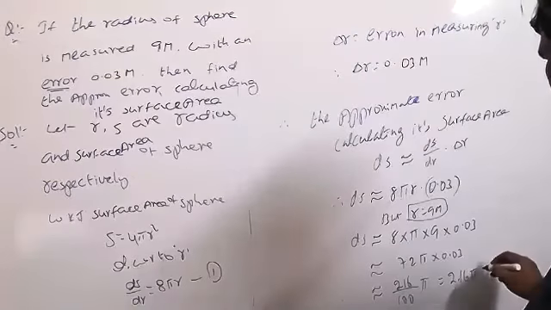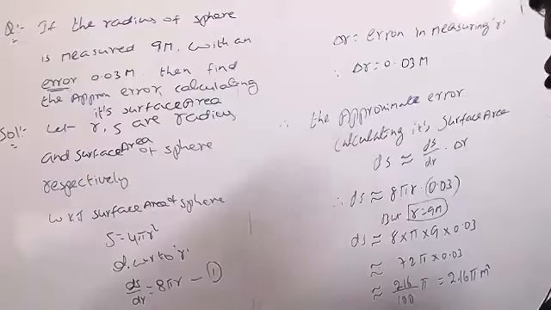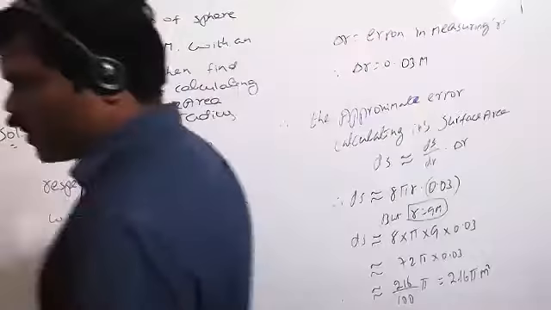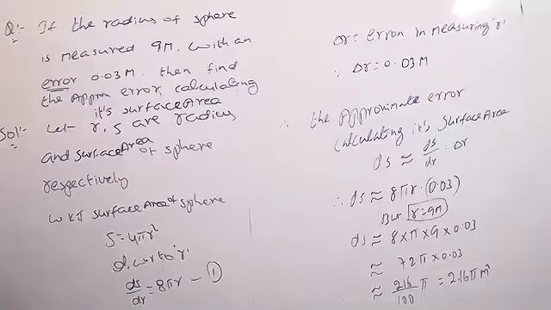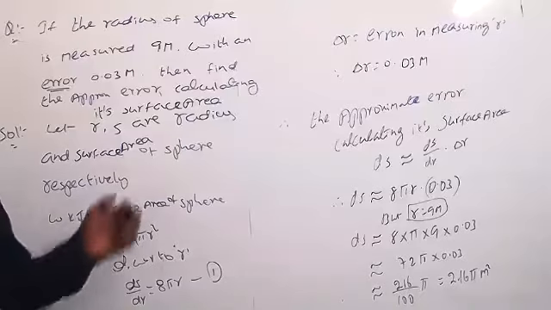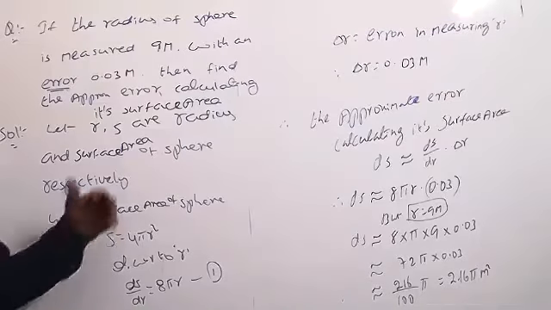2.16 pi meter square. The surface area. Okay, so this kind of question, whatever they ask in the examination, you will easily find that maybe it's volume, maybe it's surface area. Not only the sphere, sometimes they'll ask about the cylinder. The cylinder also follows the same approach.